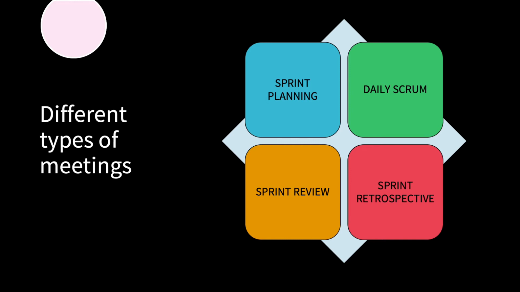The next meeting type is a sprint review, where the team inspects the outcome of the sprint and decides which items can be added to the next sprint. And finally, during sprint retrospective, the Scrum team talks about how the sprint went and determines ways to increase quality and effectiveness.